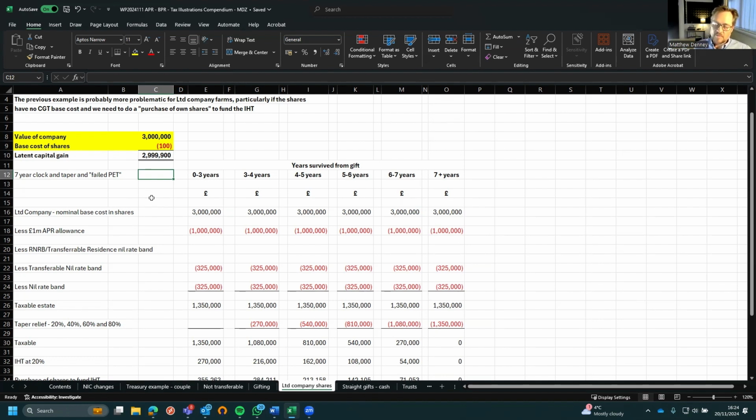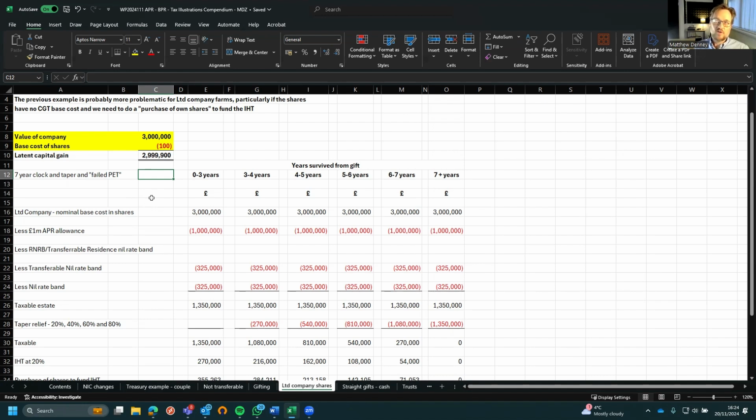So actually, that doesn't happen. There is a special rule that allows a company to buy back the shares from the executors, from the estate, where the purpose of that buyback is to pay inheritance tax. And that special rule affords that disposal capital gains tax treatment.